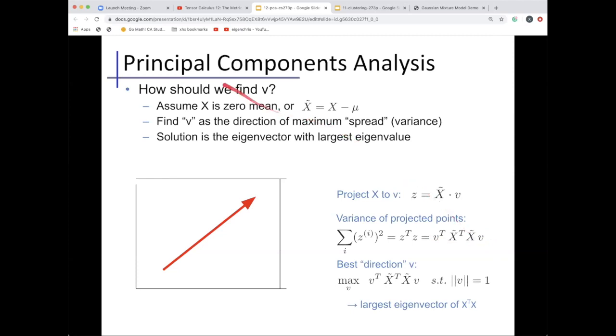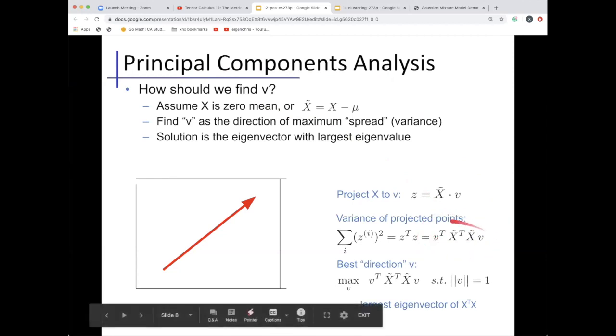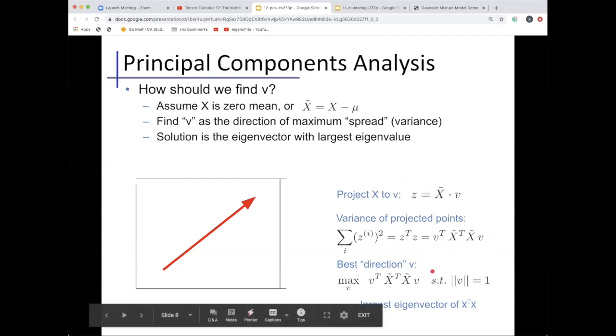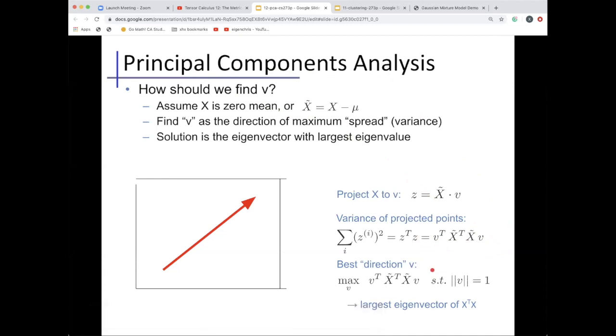And I mentioned that principal component analysis tries to identify this direction such that the projected points have the largest variance. So that's the main goal of principal component analysis. And how do I discover the V here? I can formulate it as an optimization problem.